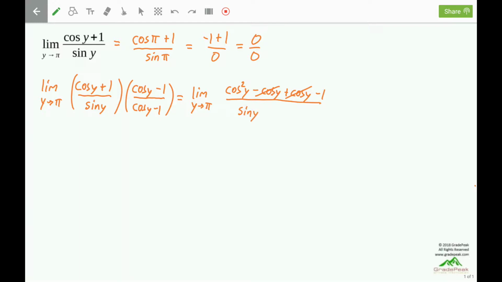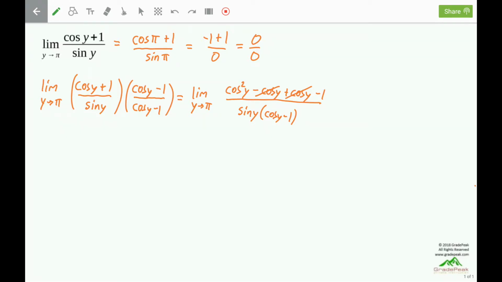In the denominator, we do not have a trig conjugate pair, so we're not going to FOIL it out or distribute it. We're just going to leave it in its factored version. Now we still have 0 over 0: in the numerator because of the cos squared y minus 1, and in the denominator because of the sine of y. Because it's the sine y that's making the 0 in the denominator, we need to be able to cancel with a sine of y in the numerator.